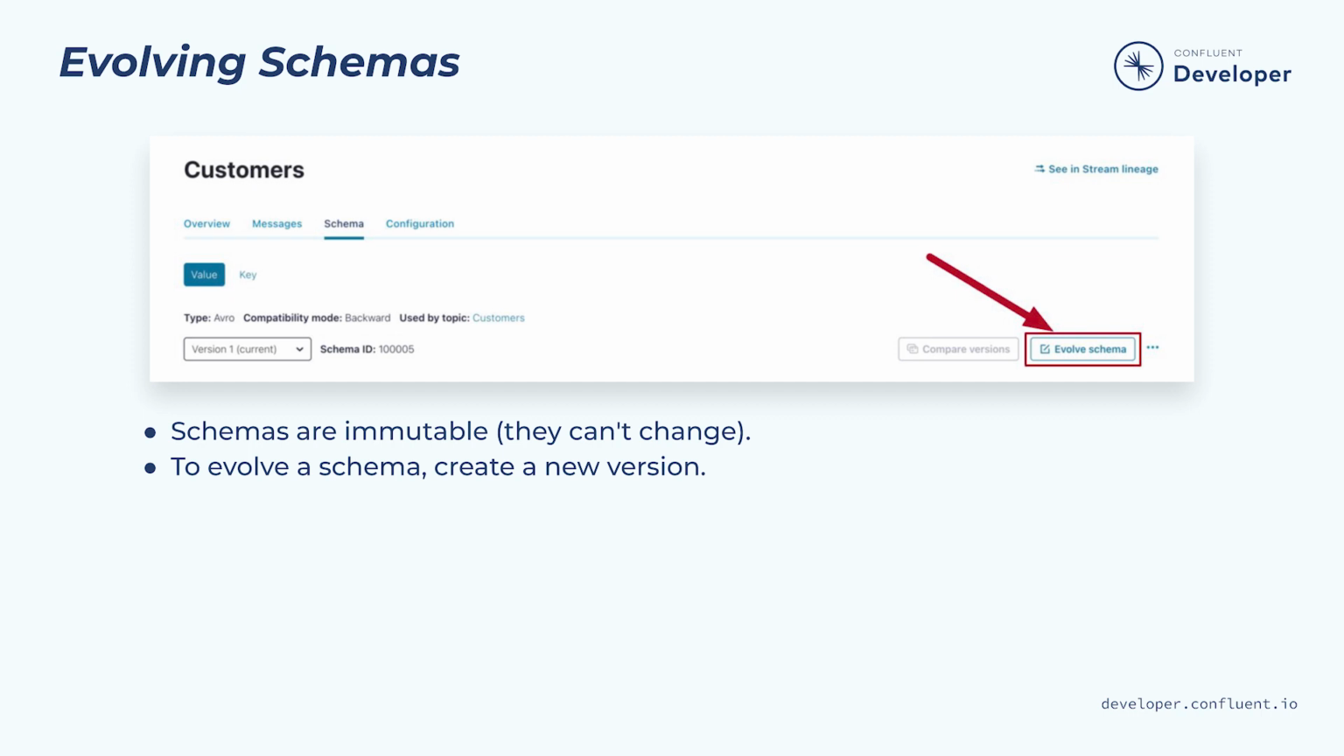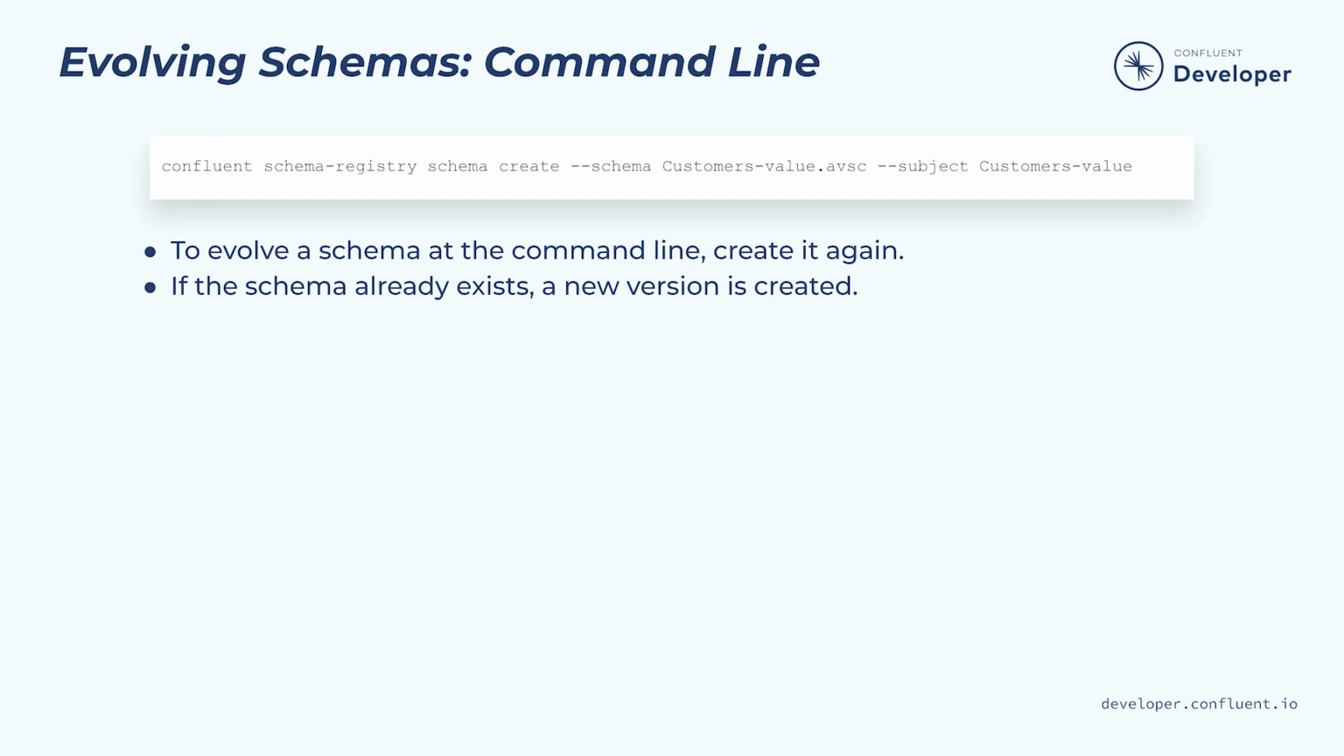However, sometimes updates need to be made. When we need to update a schema, we do so by creating a new version. This is known as evolving the schema. We can create a new version through the UI using the Evolve Schema button. This will present us with the old schema, allow us to make changes, and commit a new version. Alternatively, we can evolve the schema through the command line by submitting a new request to create a schema. As long as it uses the same name, it will be added as a new version.